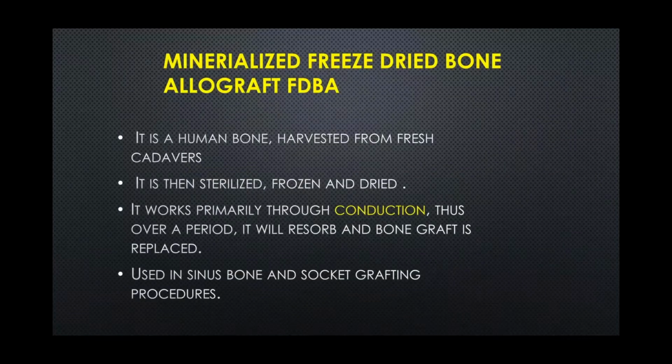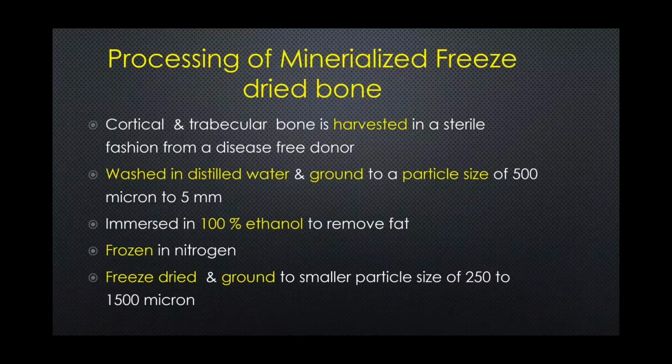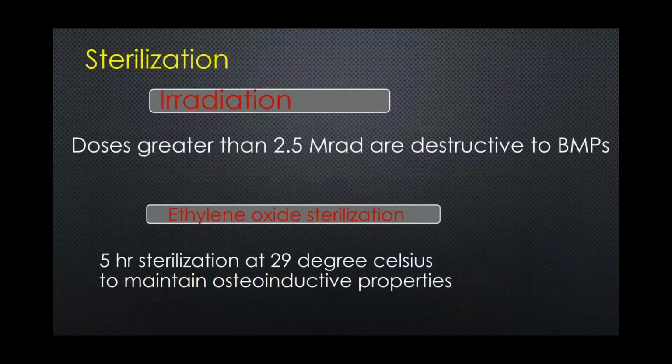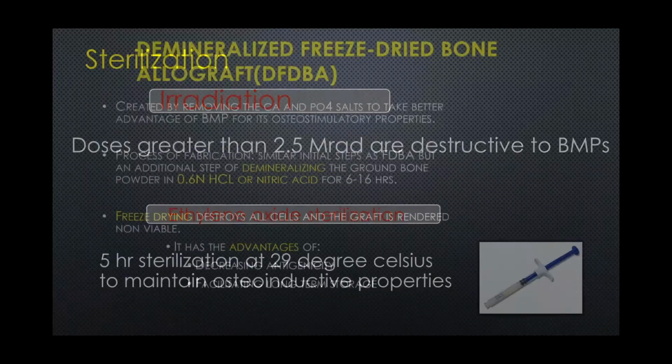Mineralized bone is cadaver bone, of course. It's harvested from a cadaver, washed in distilled water, and ground down to certain particle sizes. They immerse it in 100% ethanol, freeze dry it in nitrogen, and grind it into smaller particles. Then it's sterilized through irradiation or ethylene oxide sterilization. This gets the product ready for us. It gets rid of all the products and just leaves the bone that we need to use.